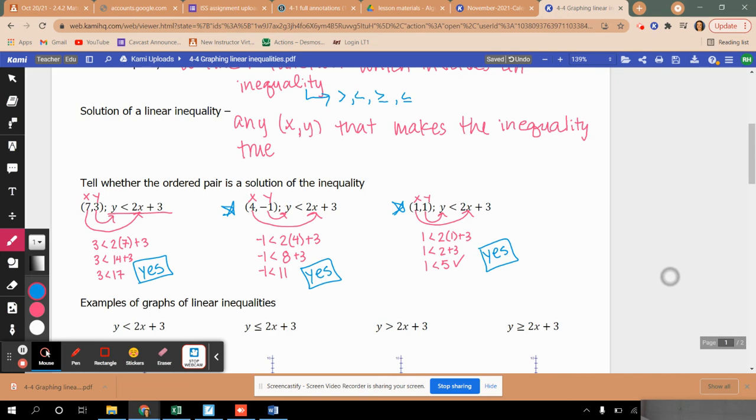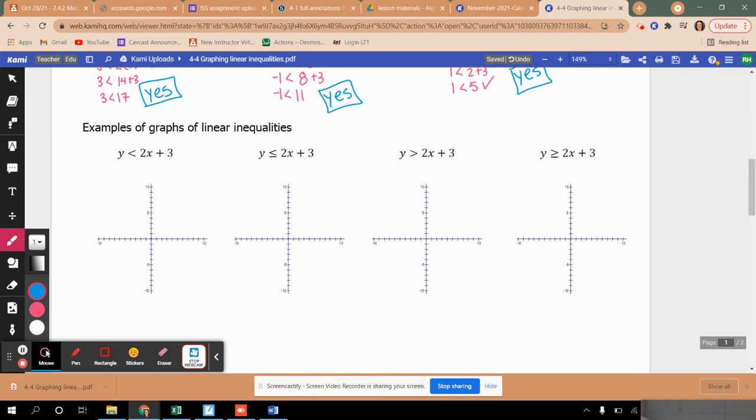Perfect. All right. So now we know how to check if an ordered pair is a solution. Anytime you're presented with a problem that looks like this, you would be able to check it. Now, examples of graphs of linear inequalities.